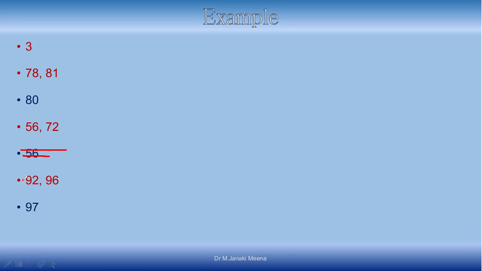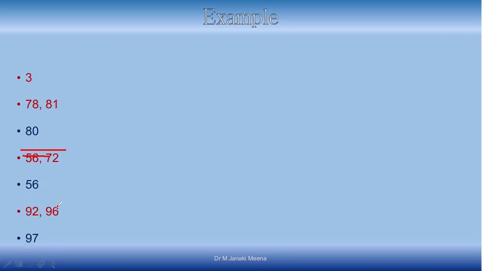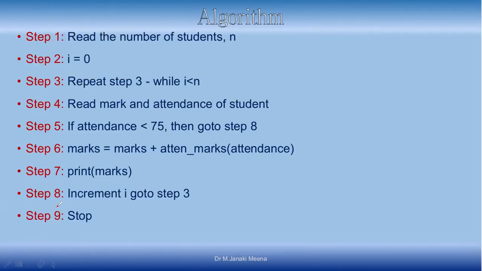Similarly, when 92 is the total marks scored and 95 is the attendance percentage, so that is 4 marks, the total mark will be 96. For the last one, 96 is the attendance, so we have to add 5 marks, and the total mark will be 97. So when we write an algorithm, we can write like this.